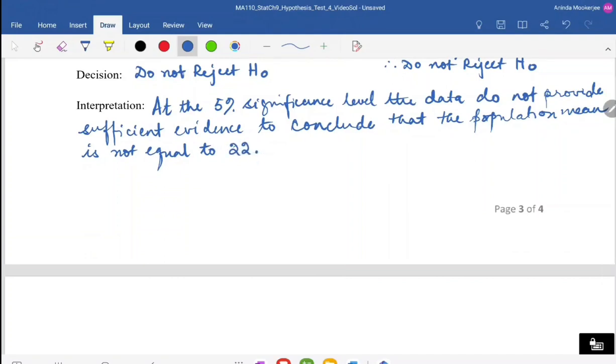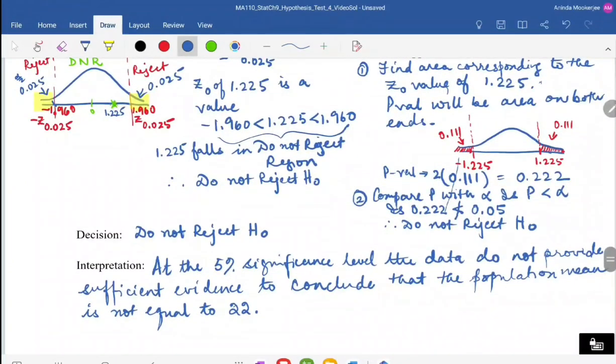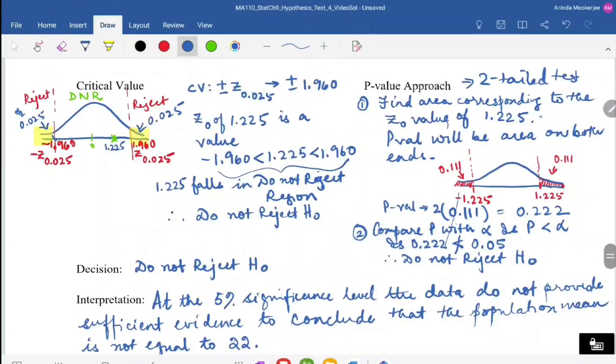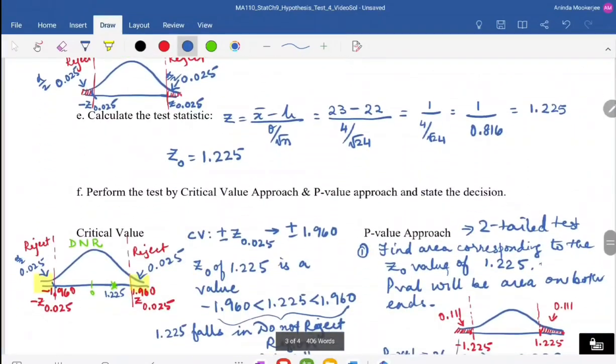All right. So this is how you work a two-tailed hypothesis test. You have to remember to split your alpha first into two equal parts and distribute it as the area of the reject region on both ends. For the critical value approach, and for the p-value approach, you have to make sure that you multiply the p that you find from your table or from your calculator by 2, right?